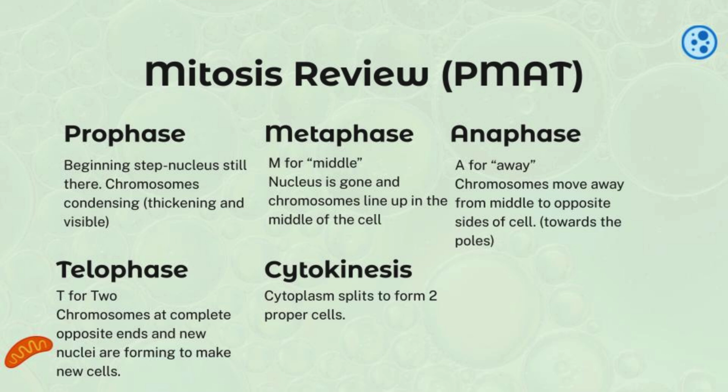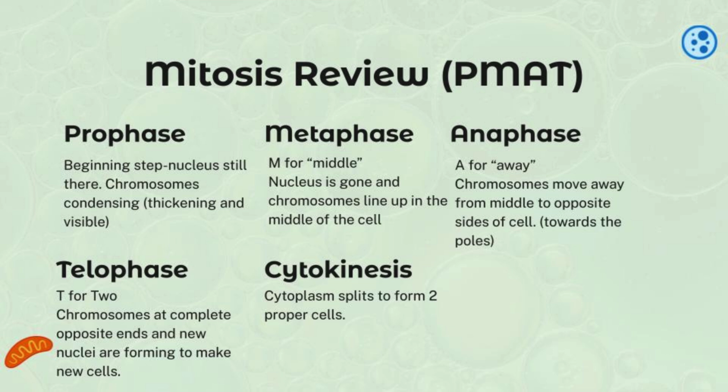All right, so now we're going to hit mitosis. This is what's going to happen after that G2 phase. We've already talked about PMAT inside of meiosis. You're going to find mitosis is very similar, only that it happens once.